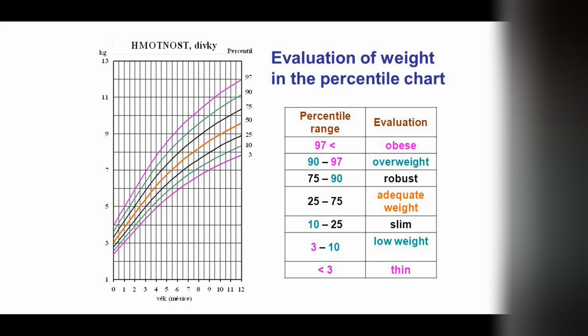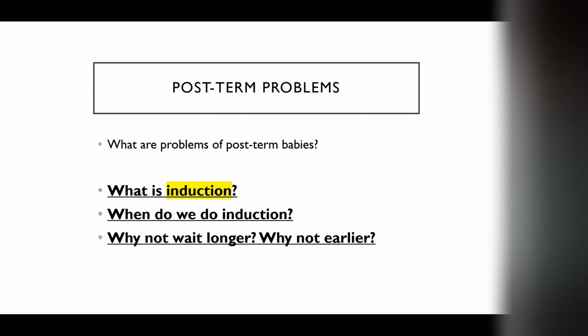If you see someone below the 3rd or above the 97th, assume pathology, start investigation until proven otherwise healthy, because the chances that they are normal is too low. Okay, got this? Good. So that's your sentence. Now let's go back to the post-term problems.